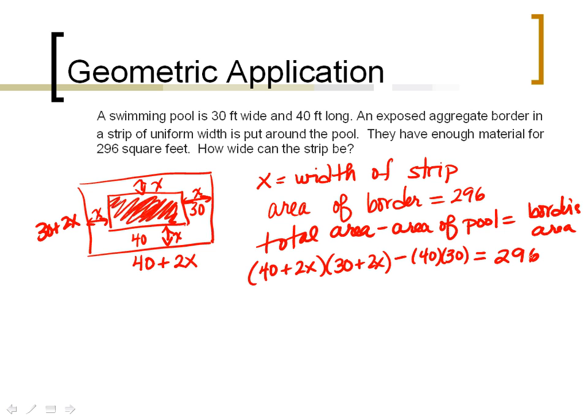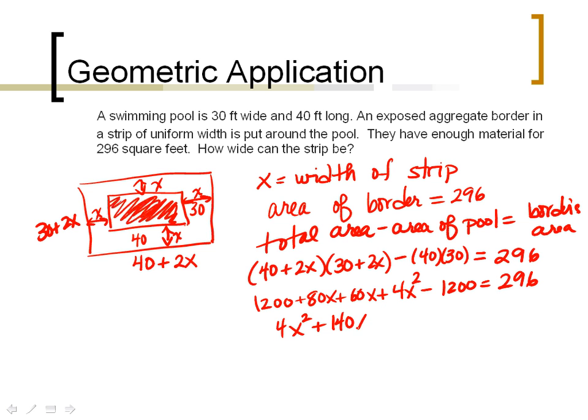So if we multiply these binomials, we get 1200 plus 80x plus 60x plus 4x squared minus 1200 is equal to 296. So let's put this in standard form. So we have 4x squared. The x terms combine to give us 140x. Notice the 1200s add to 0. And then we can subtract 296 from both sides to get minus 296 equals 0.